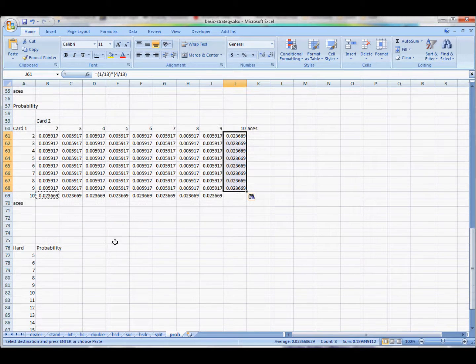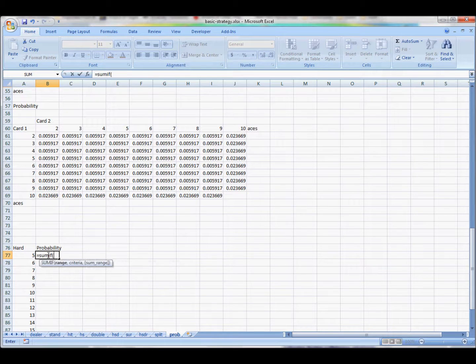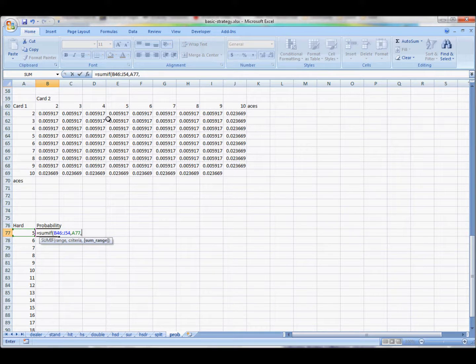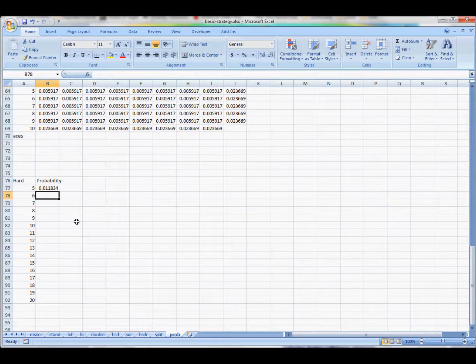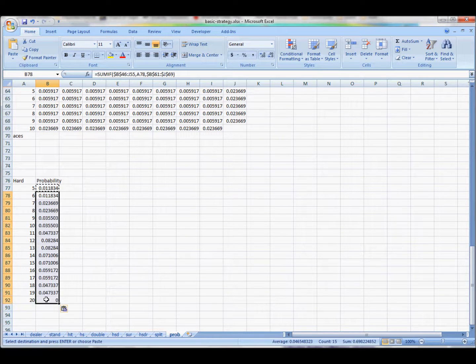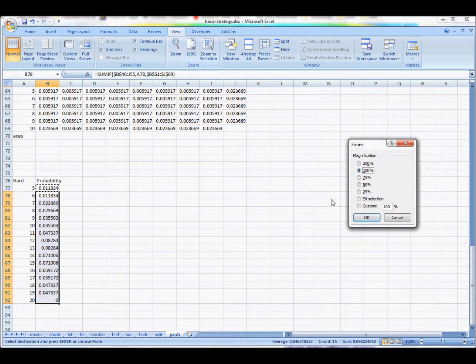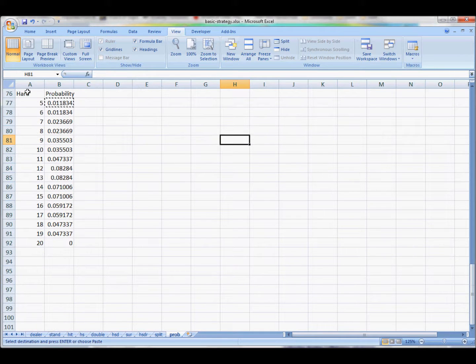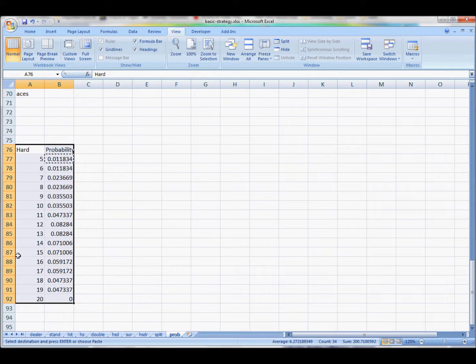Okay, now we're ready. Equals sum if, and we're searching through this table for this number, and when we find it, we sum up these numbers. And I have to put in the dollar sign, so when I copy and paste this, the range will stay the same of the two matrices. Let me make this bigger for you guys because you probably can't see it very well. Sorry about that. Okay, so here we've got the probability of each player hard total from 5 up to 19.